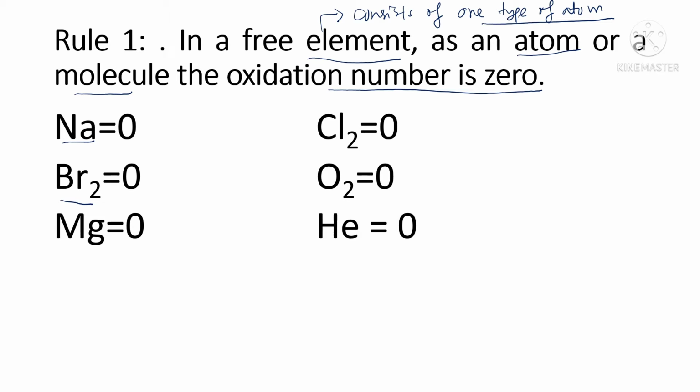A bromine molecule here also consists of one type of atom, bromine. And a magnesium atom here only consists of one type of atom, so it's an element. Chlorine molecules here are also an element because they only consist of one type of atom. And oxygen molecules here are also an element because they only consist of one type of atom. And the helium atom here. So they are all free elements, therefore their oxidation number is equal to 0.